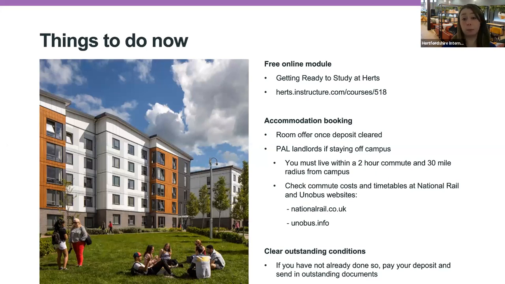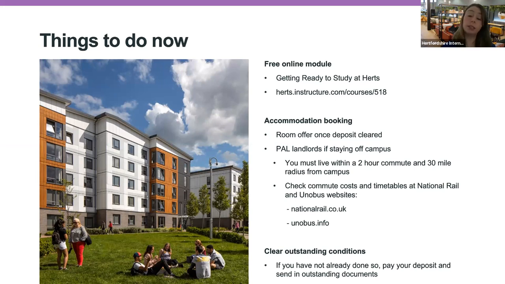Check out the PAL properties. So PAL is a scheme that the university has set up with the local council, and all the properties displayed on the PAL website are in a good state of repair. Your deposit will be held securely. The pictures match what the property looks like in real life as well. But again, do your research.